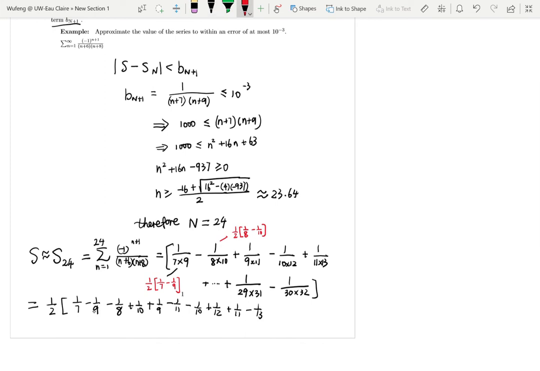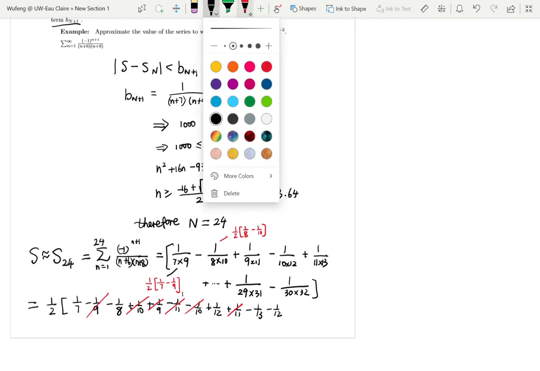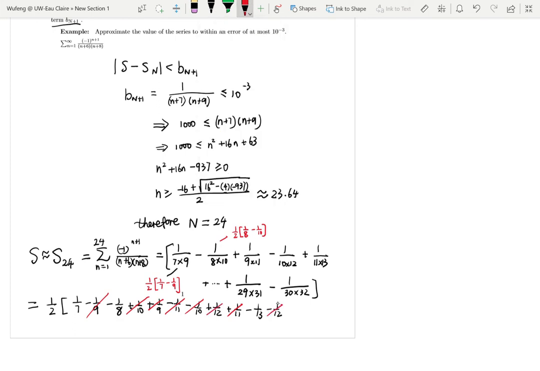As you can see, 9 canceled, 10 canceled, 11 canceled. So all the rest will cancel, starting from 10 here. The next term is going to be minus 1 over 12, which cancels with the plus 12. So all of these keep canceling. So in the end, what do I have? The first terms remain, and the last terms will remain, which is plus 1 over 29, minus 1 over 31, minus 1 over 30, plus 1 over 32.